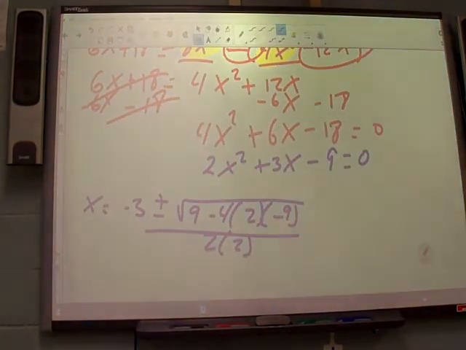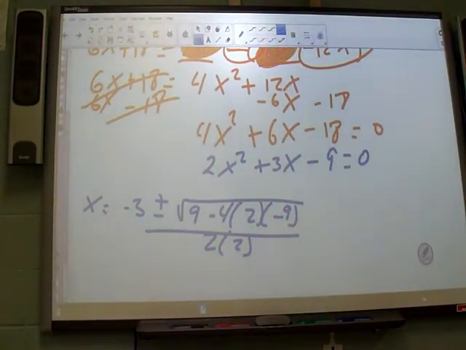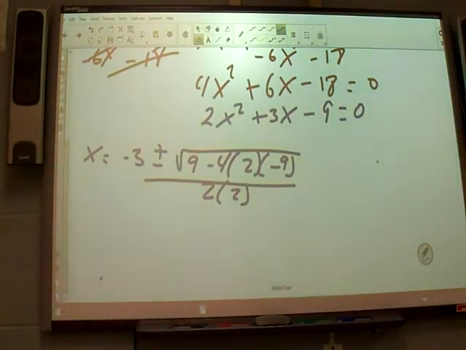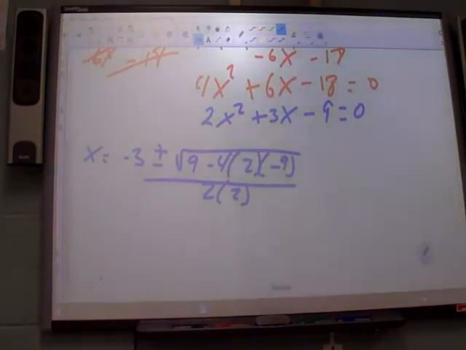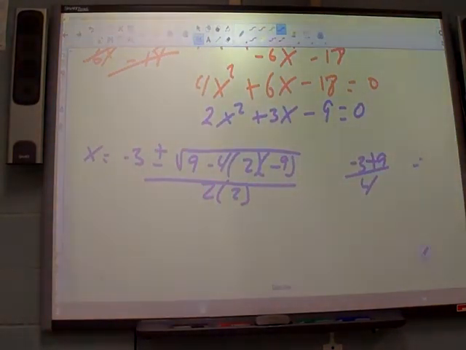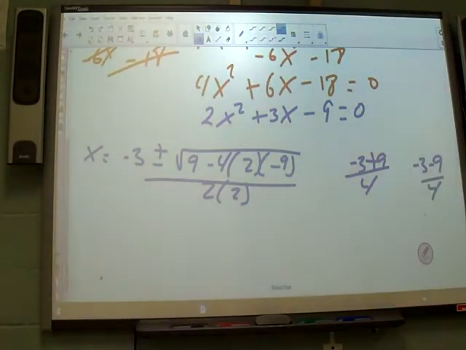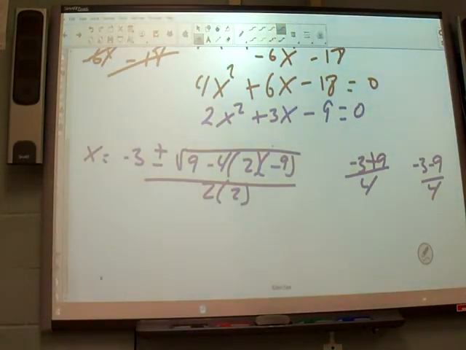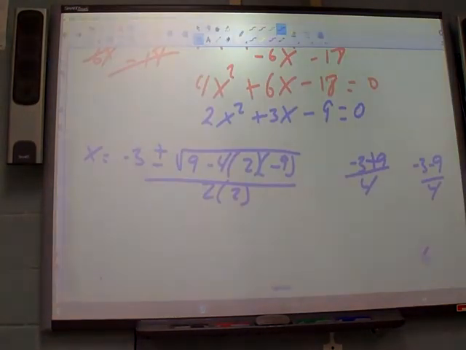Okay, so 4 times 2 is 8, times 9 is 72, and a negative times a negative is a positive, so I'm going to have 9 plus 72. 9 plus 72 is 81. You with me? Square root of 81 is 9. So I'm going to do negative 3 plus 9 divided by 4, and negative 3 minus 9 divided by 4. Okay, let's go through that again. I did that mental math, but y'all can plug it in your calculator. 4 times 2 is 8, times 9 is 72. A negative times a negative is positive, so 9 plus 72 is 81. Square root of 81, and you get 9. So that's where this stuff over here comes from.